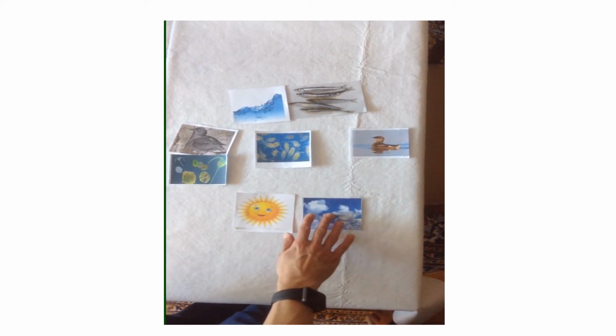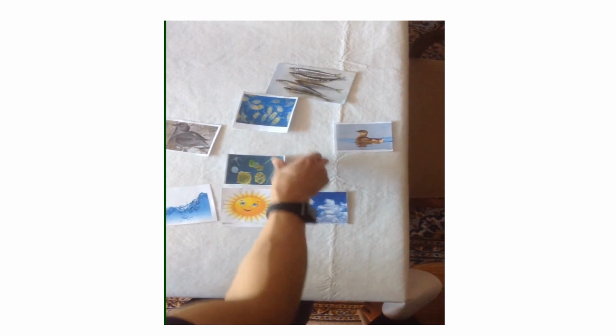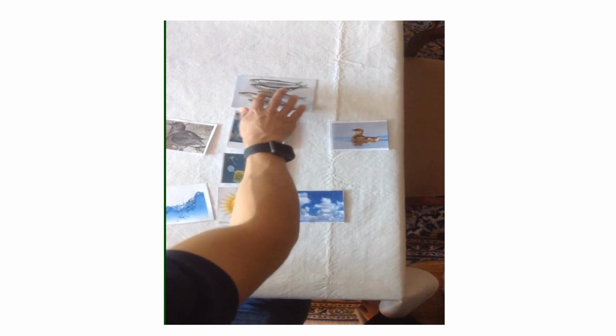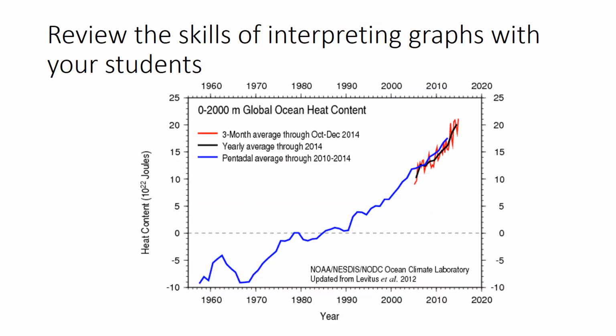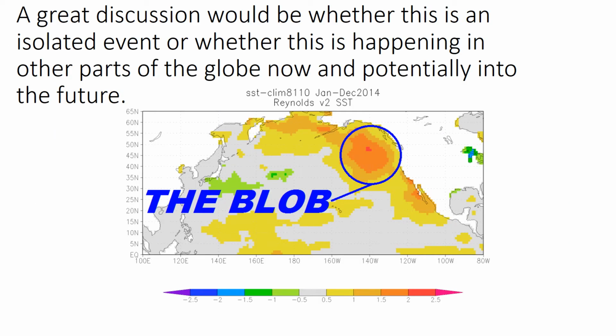Teachers can guide students to find solutions by encouraging them to work together to develop a food chain for the mystery seabird. Be sure to review the skills of interpreting graphs with your students. Finally, discuss what the hot blob is and encourage your students to research whether the hot blob still exists in the Pacific Ocean. A great discussion would be whether this is an isolated event or whether this is happening in other parts of the globe now and potentially into the future.